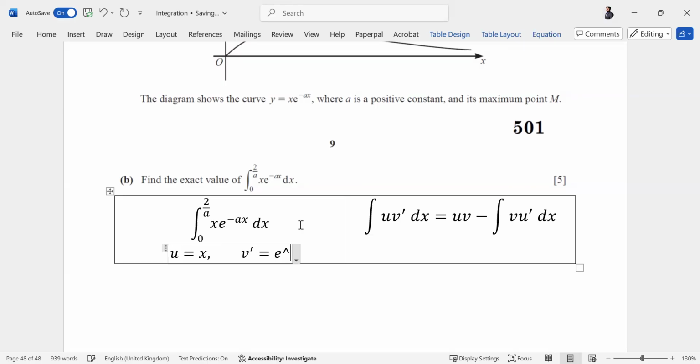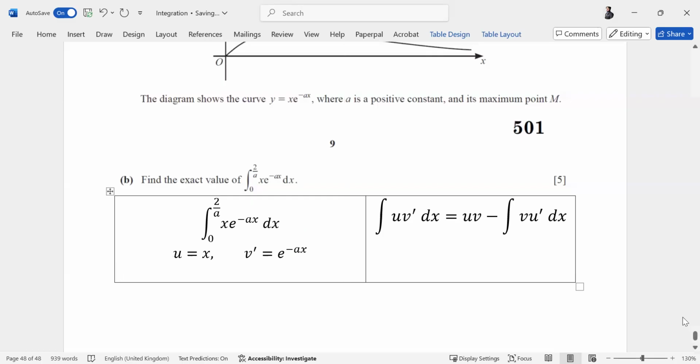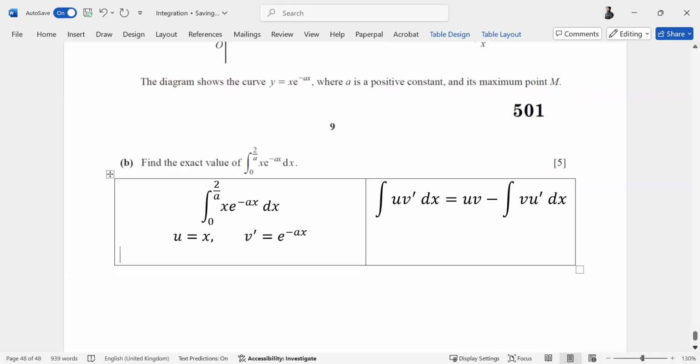e to the power minus ax. Take your time, make proper data. Composure is required in these kinds of questions. Do not be in a hurry. I have mentioned the entire integration by parts formula. This will be provided in MF19, so do not worry about that. Acha, u dash, what will be u dash? 1. And what will be v?